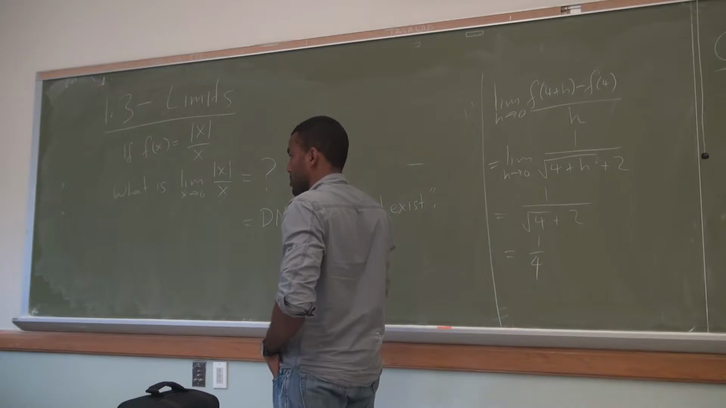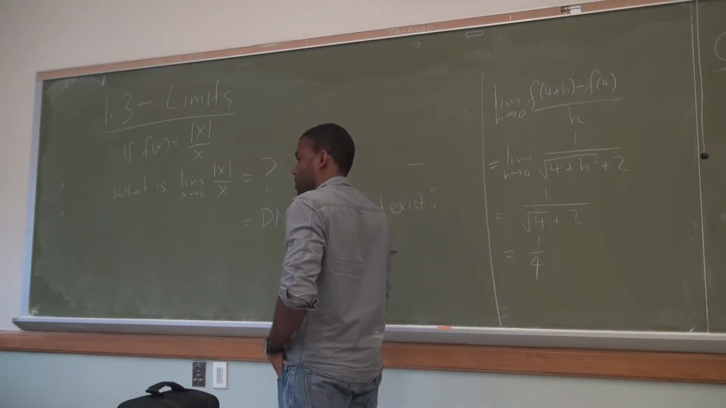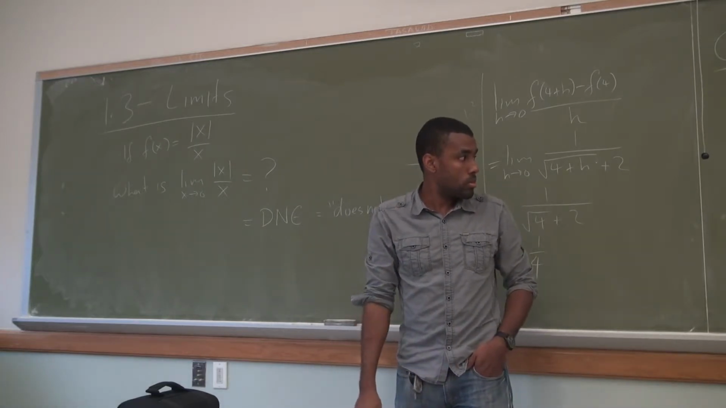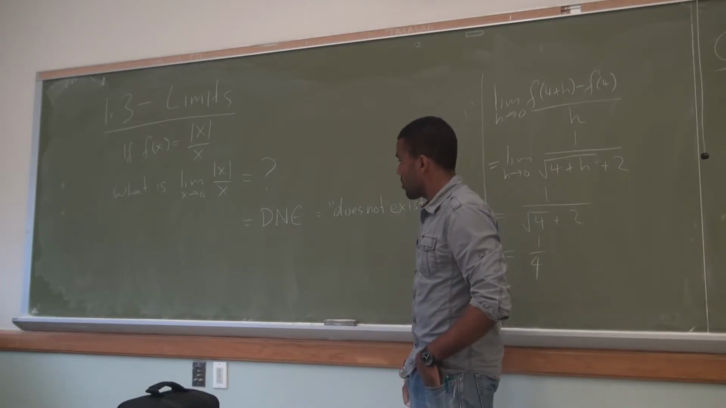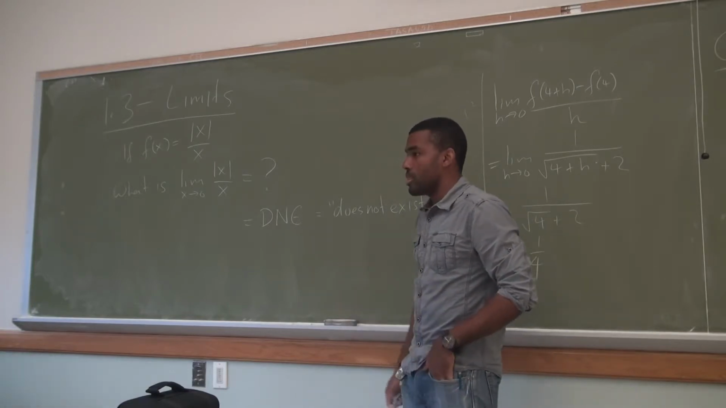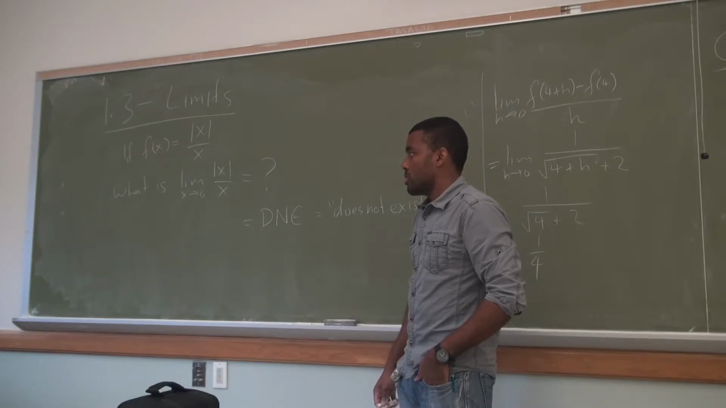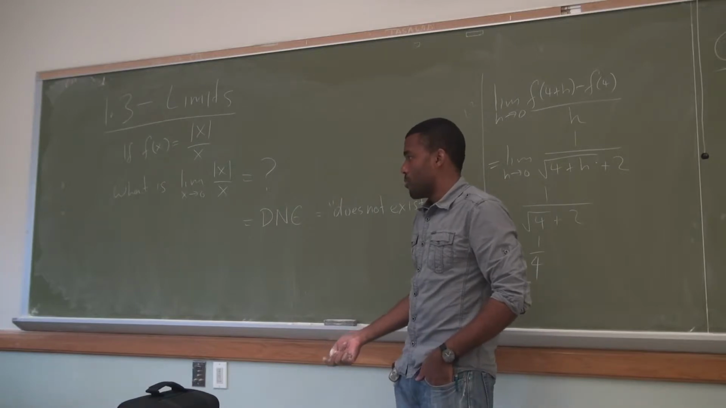The right side is positive, the left side is negative, they don't match. That's right. So why do we care that they don't match? The limit approaching from the right and the limit approaching from the left are different. So it's not the same. They don't end up with the same result. That's why.